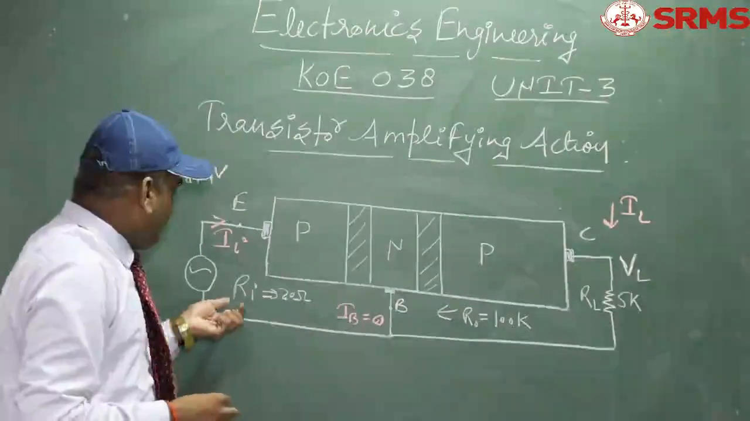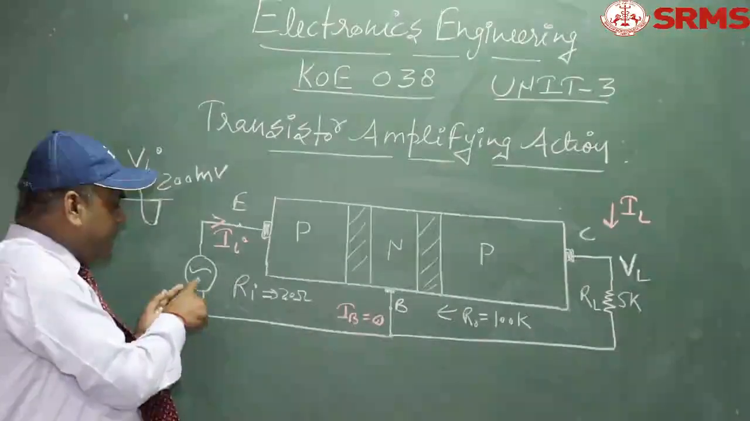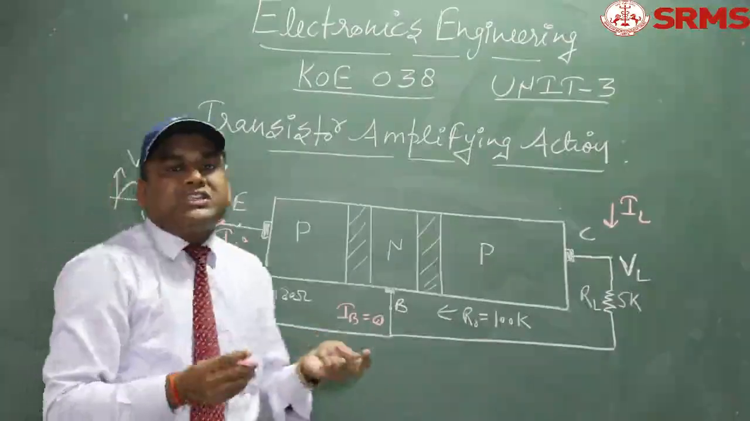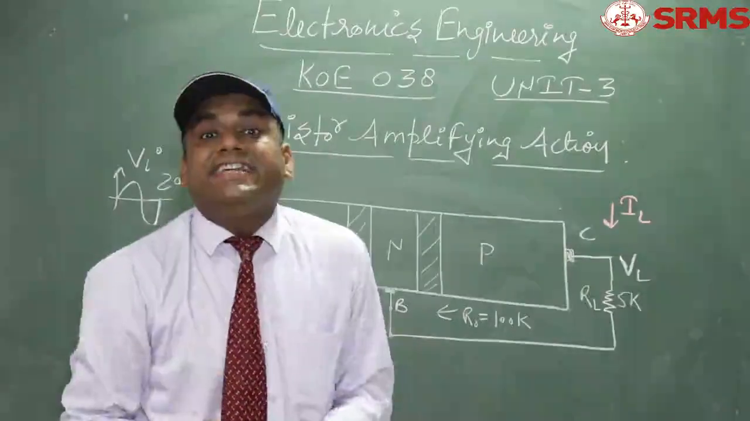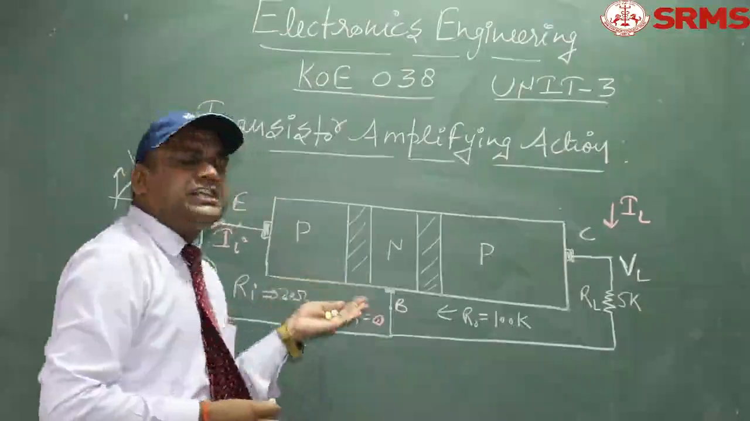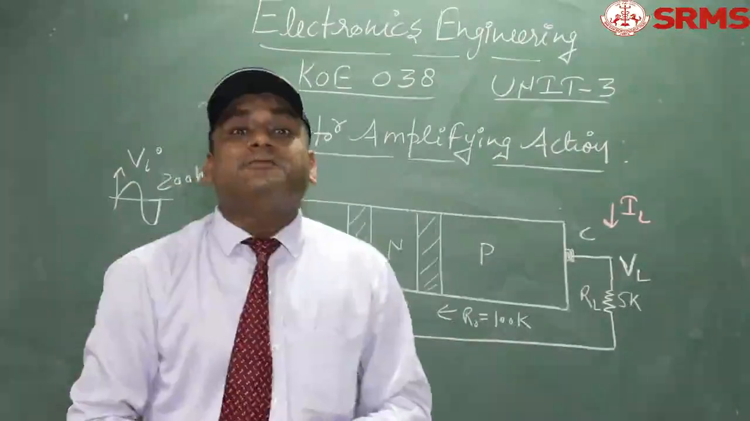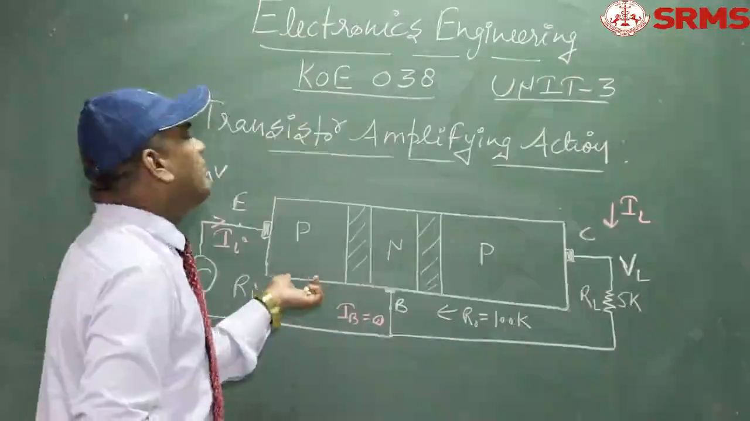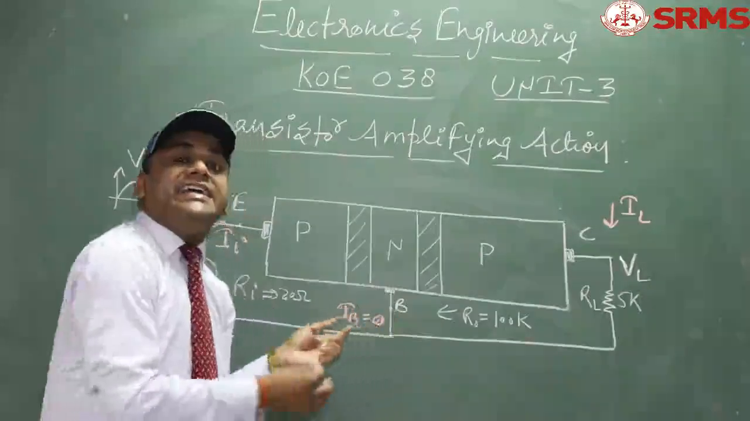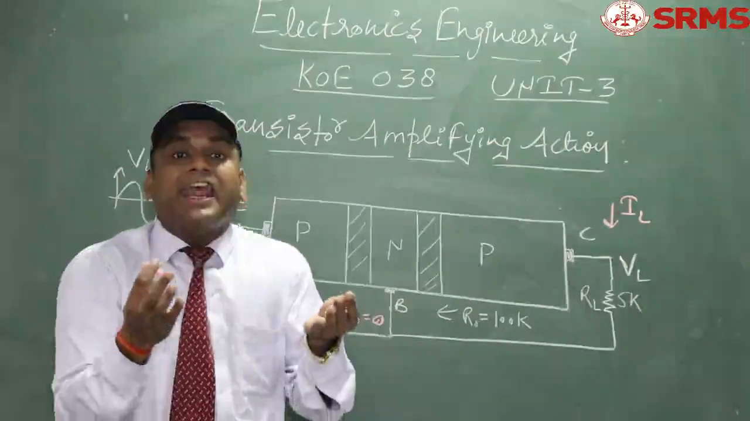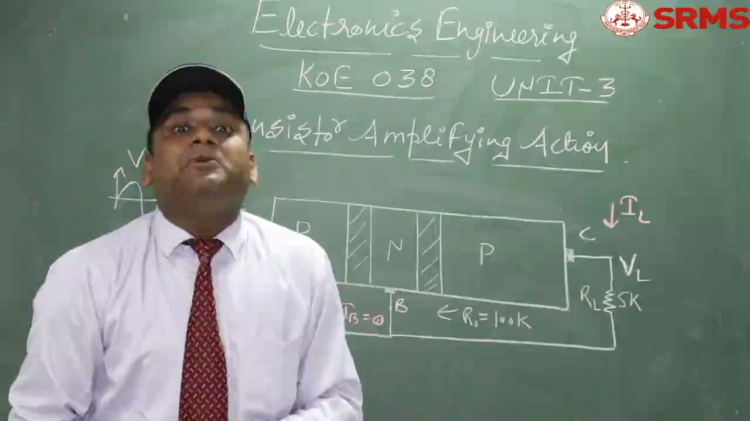For the circuit, it is well known to all of us, this is your AC supply. Now the question arises, what about the DC supply? Here we are interested in only the AC response. So the DC power supply is not shown in this circuit, because our aim is to amplify the input AC signal.